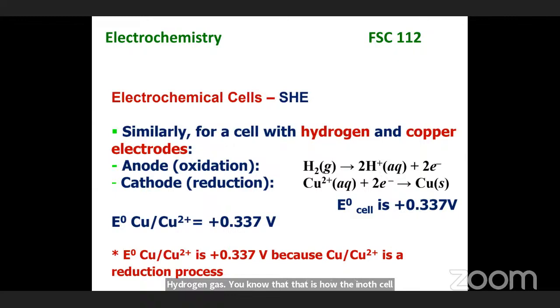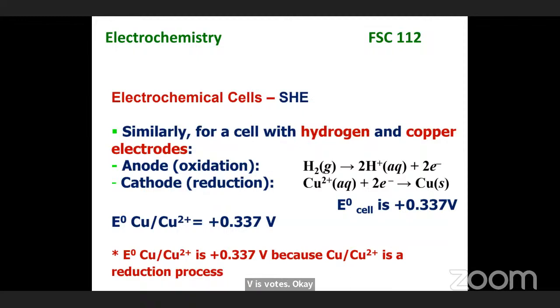So here, the anode in this case is the hydrogen gas. You can see that the hydrogen gas in this case loses 2 electrons in order to then give you the hydrogen ion. Okay? And then look at the E0 cell. It is plus 0.337. So it can either be written as plus 0.337 volts, or it can be written as 0.337 volts. V is volts. Okay?